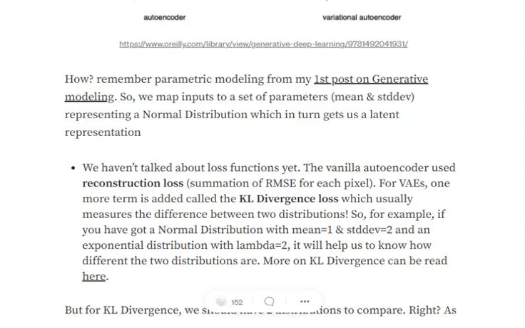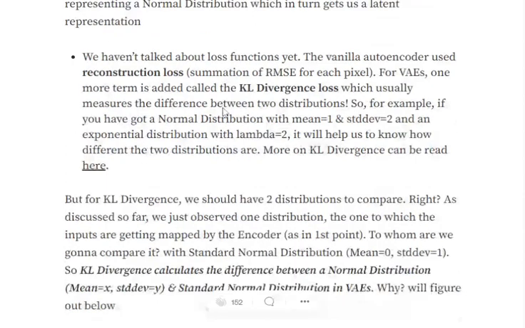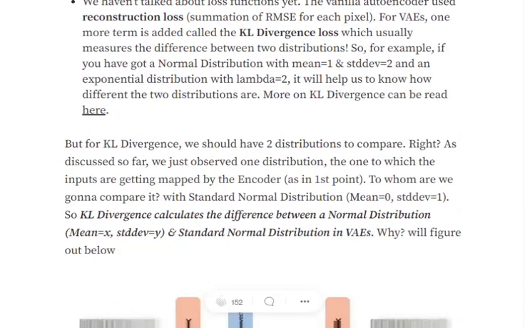So basically, KL divergence loss would be calculated between the normal distribution that the variational autoencoder will try to map the input to, and a standard normal distribution, that means mean 0 and standard deviation equal to 1. So KL divergence in this particular case would be used to calculate the difference between a normal distribution with mean equal to x, standard deviation equal to y, where x and y would be calculated when we were training on the data set, and the standard normal distribution, that means mean equal to 0 and standard deviation equal to 1.